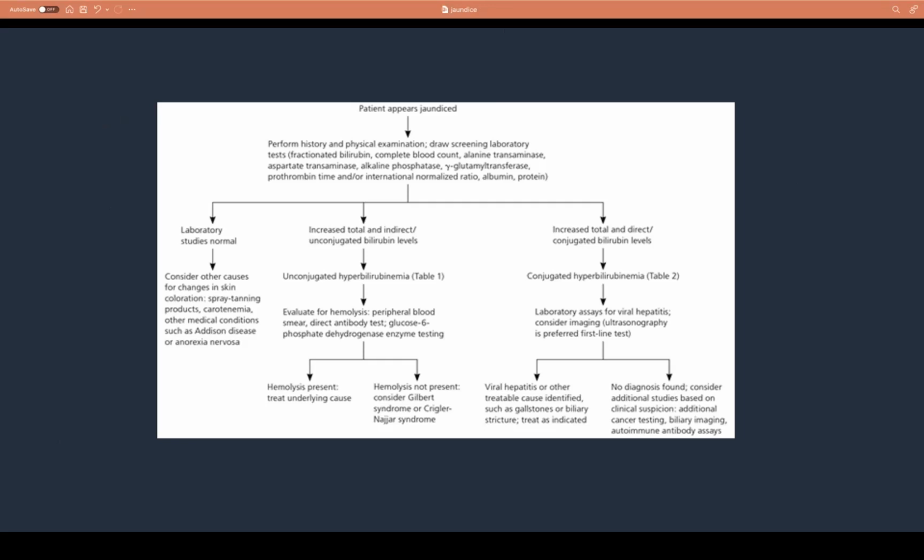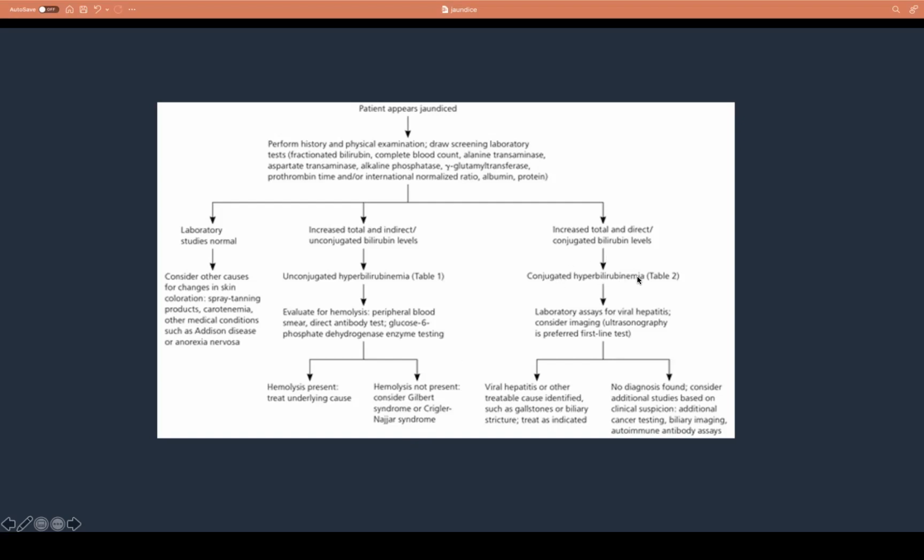So here's a good flow chart to go through. Perform your history, your labs, and if it's normal, then consider other causes for the jaundice. If it's unconjugated, look at a peripheral blood smear. You can even order some direct antibody tests or even test for any enzyme disorders as well. And if the unconjugated bilirubin is a little high, but everything else comes back normal and you've ruled out hemolytic anemia, then consider whether there is an enzyme issue such as Gilbert syndrome.